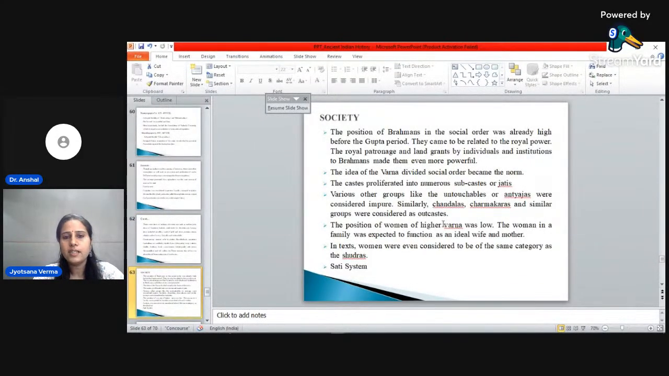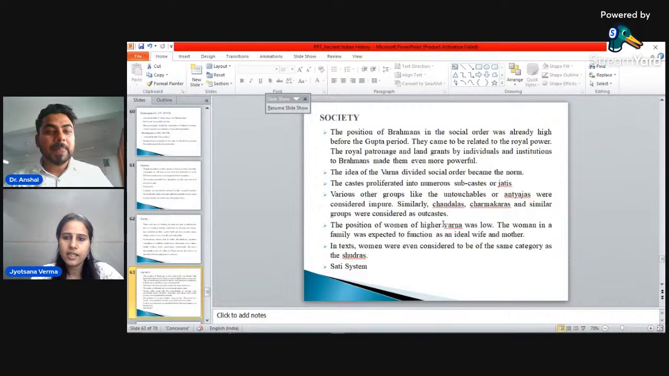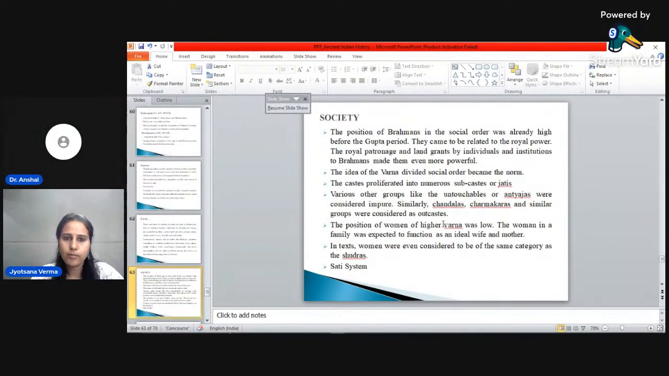In the society of this period, the position of Brahmin in the social order was already high. Before the Gupta period, they came to be related to the royal power. The royal land grants by individuals and institutions to the Brahmin made them even more powerful. In this time, basically, land grants were given to the Brahmin. The idea of a Varna-divided social order became the norm. The caste proliferated into numerous sub-castes or jatis.